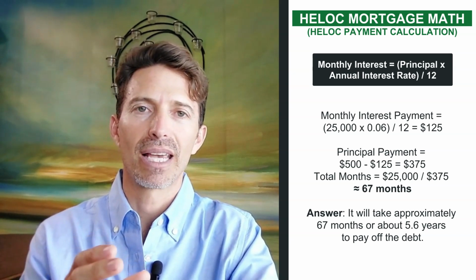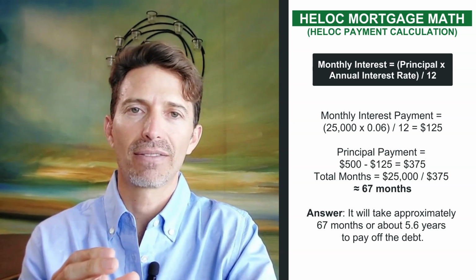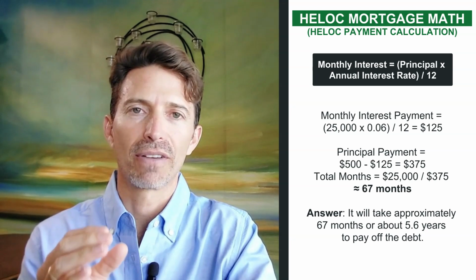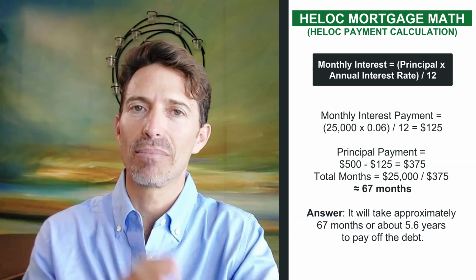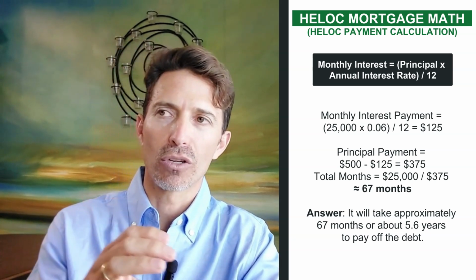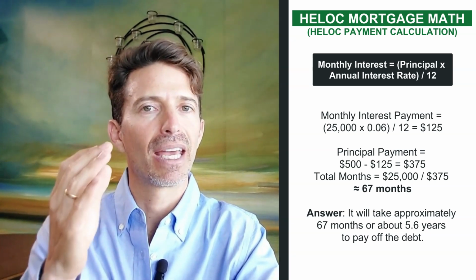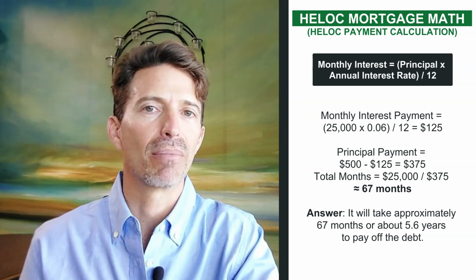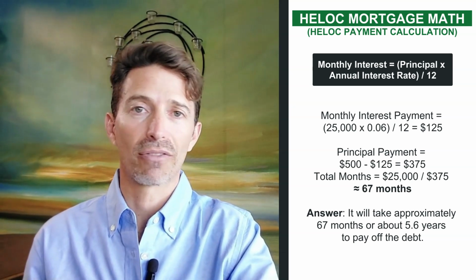Total months, let's say we have 25,000 divided by 375. The total months it would take to finish paying off the home equity line of credit would be 67 months. So $25,000 is owed, and $375 is what is going towards principal. We divide that and we get 67, and that's how many months it will take, or about 5.6 years to pay off the debt.